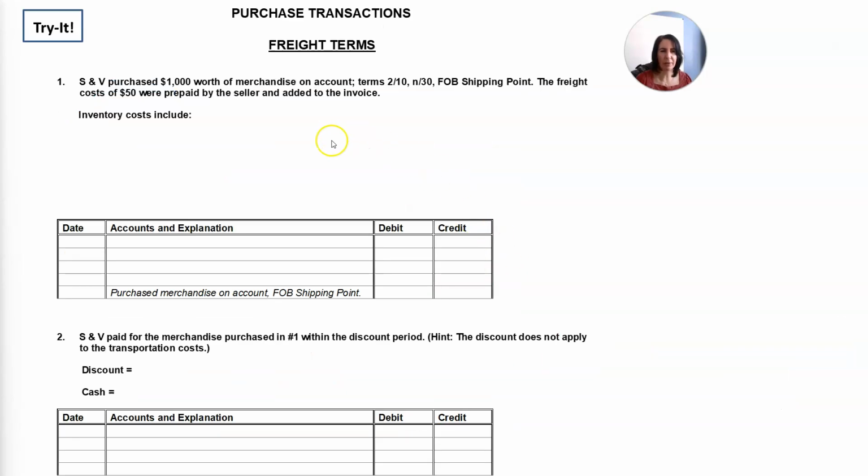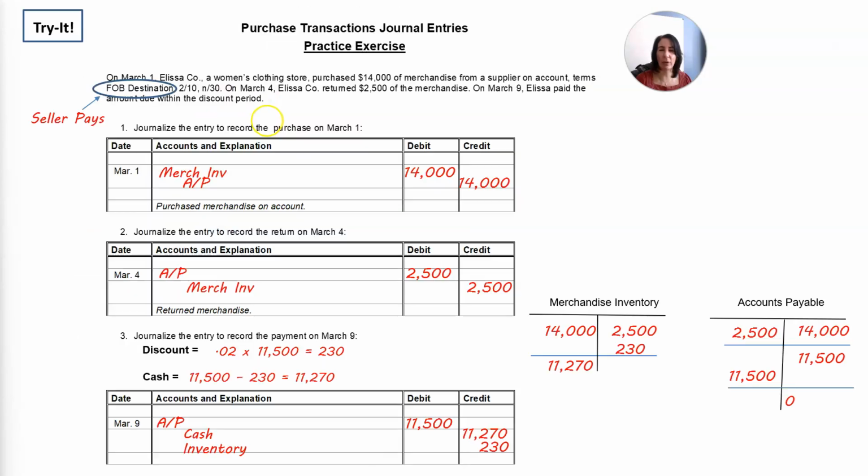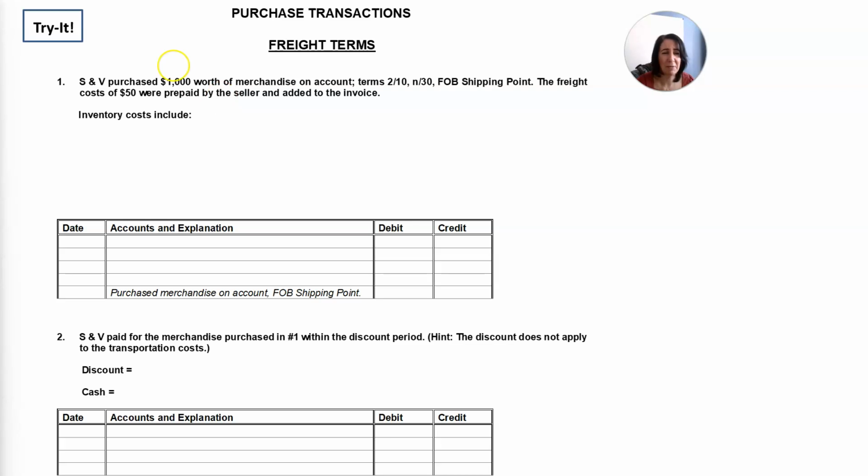Alright, so let's try a different way. S&V purchased $1,000 worth of merchandise on account, terms 2/10 net 30, FOB shipping point. That means that we're purchasing it, but the terms are FOB shipping point, which means the buyer is paying because all the seller has to do is get it to the shipping point, and it's the buyer's responsibility to pay for it to get there.